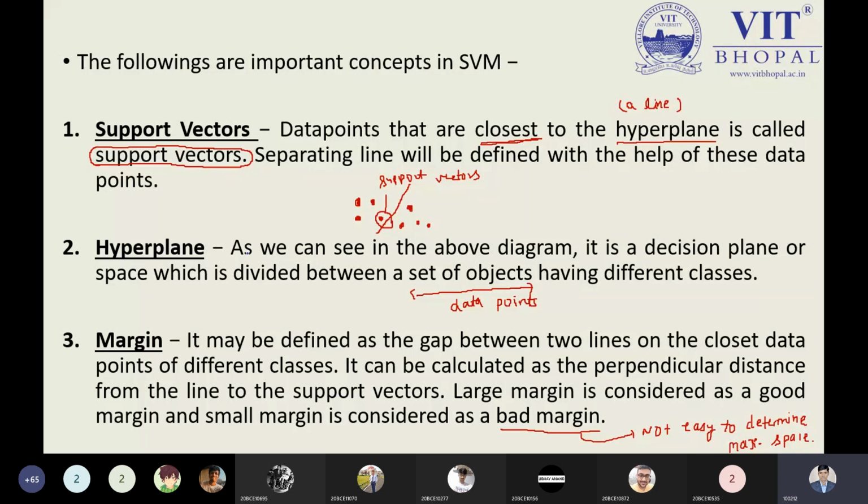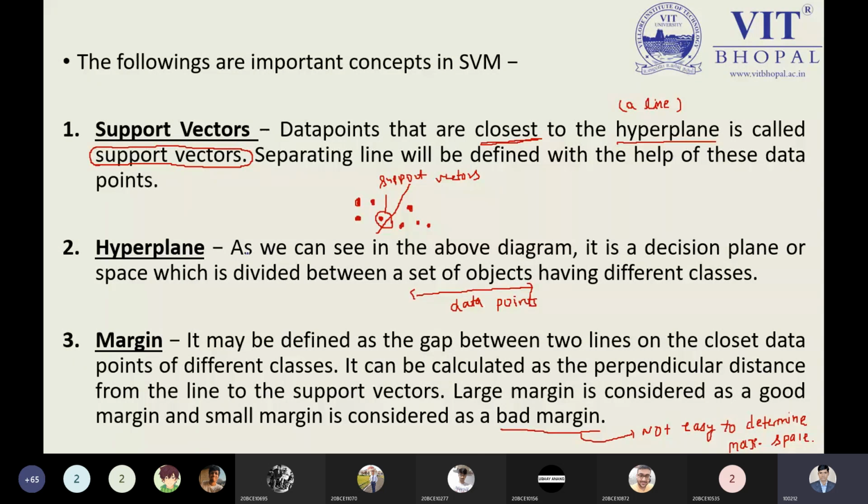An interviewer can ask you the question: okay, support vector machine, you're telling me it is a machine learning algorithm, but why is it known as a support vector? So what is a support vector? The data points closest to the hyperplane are called the support vectors, and the separating line will be defined with the help of these data points.